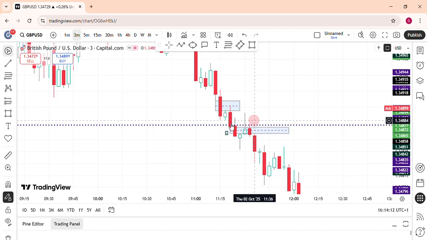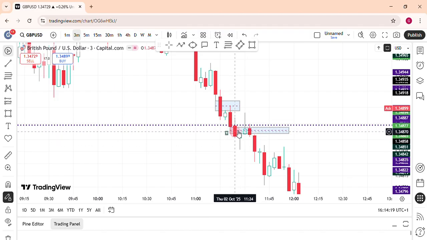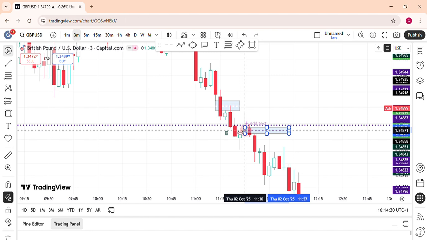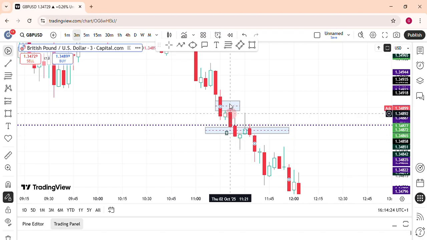So after price taps this fair value gap, rallies to the downside, it has now created for us another fair value gap here. We'll use all these candles all the way to the order block, and this is the order block here. At the height of this candle is where we'll put our stop loss.